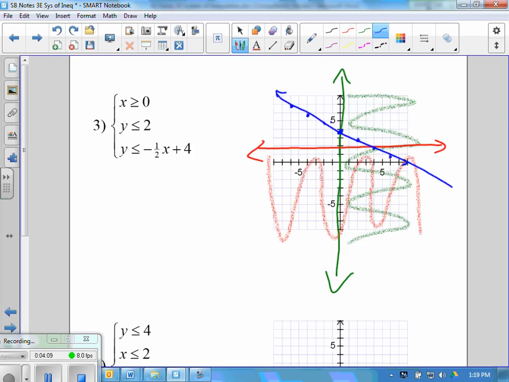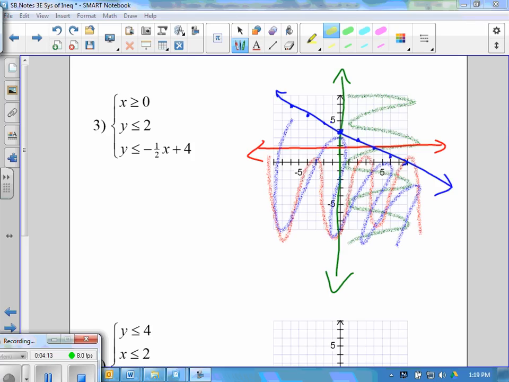Our shading for this should be below. And so we find that our final region runs right in here. This is where the 3 regions overlap. Sometimes these graphs get a little messy and it's hard to see, but you can usually just note the sections that you need to graph.